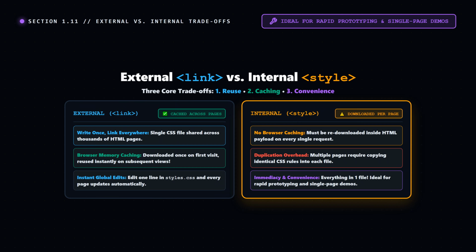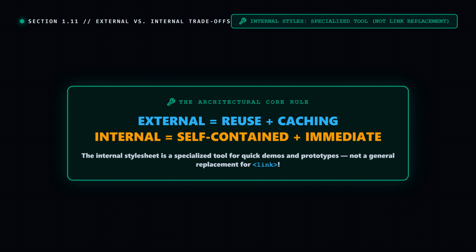Everything lives in one file, which can be ideal for rapid prototyping, self-contained demos, or very simple one-page sites where an extra HTTP request isn't worth the overhead. The internal style sheet is a specialized tool, not a general-purpose replacement for the link tag.